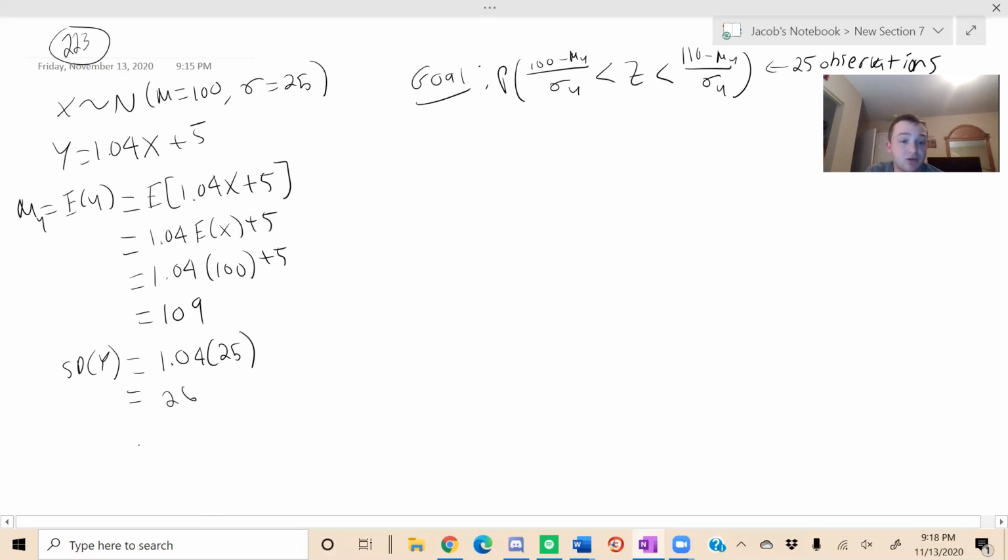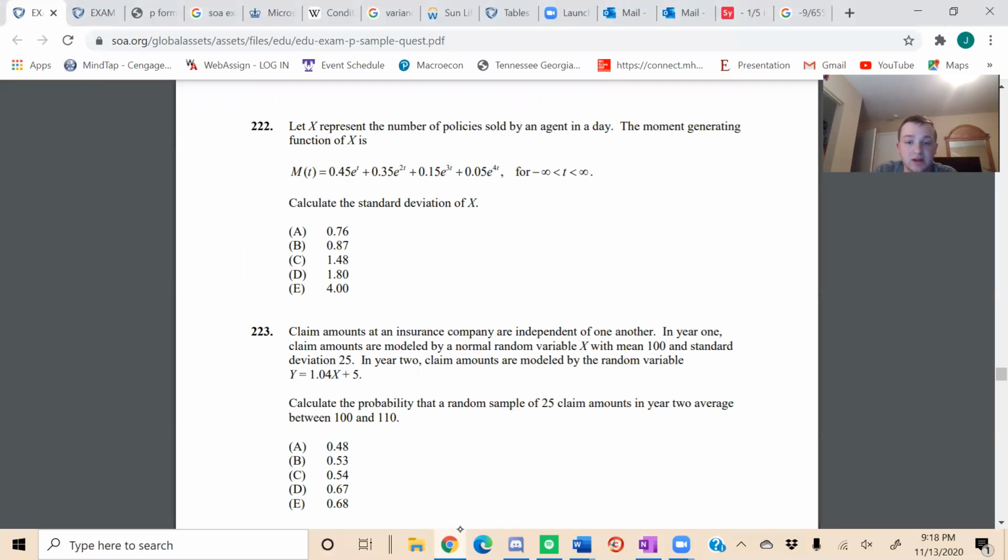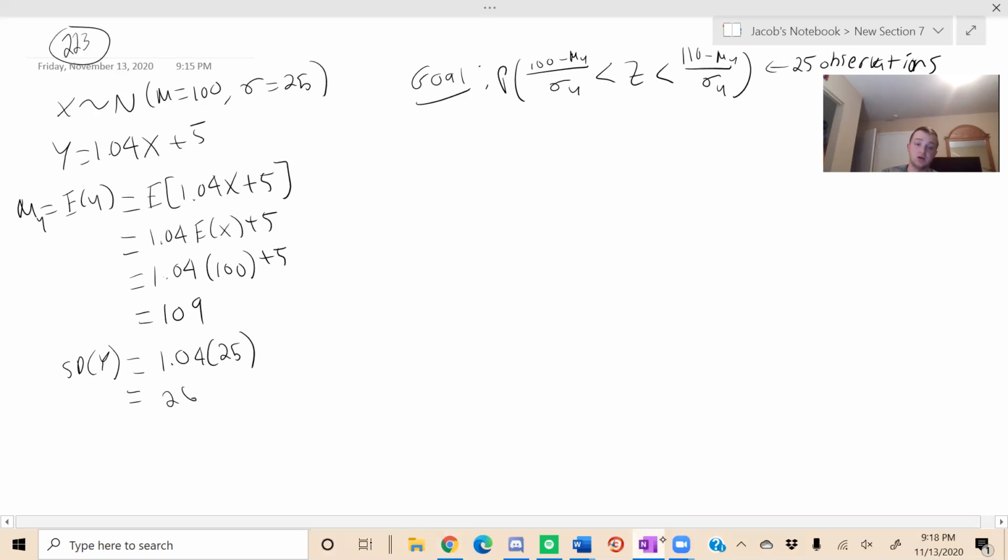Now, for the average of 25 observations, let's go back to the problem. That's what it's telling us. It says calculate the probability that a random sample of 25 claim amounts in year two average. So the keyword here is average, between 100 and 110. That is key in this problem. The mean will stay the same. So go back to our goal here. We have the probability of (100 minus 109) divided by something, less than Z, less than (110 minus 109) divided by something. But we have to figure out what our standard deviation is for the average.